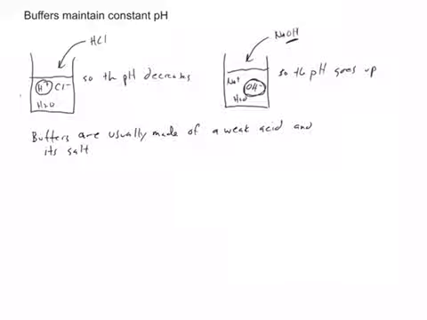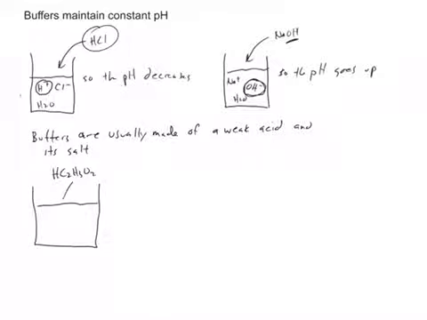Remember what a weak acid is? A weak acid is something unlike HCl. When you put HCl into water, it completely comes apart into H plus and Cl minus. But if I put something like acetic acid into water, it mostly stays together as molecules. There's going to be a little bit of hydrogen ions and a little bit of acetate, but not much.